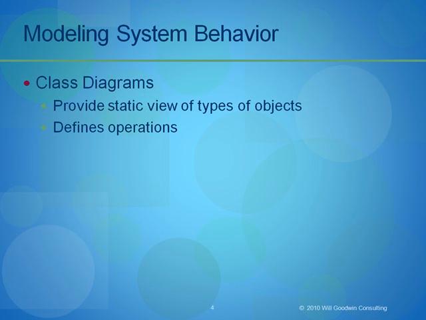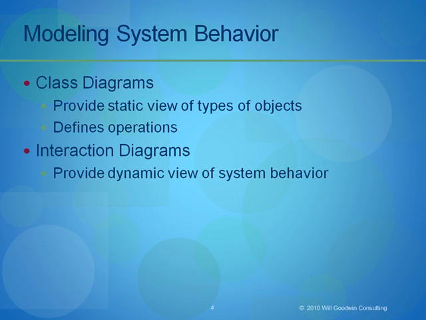For that kind of picture, for a dynamic view of how the objects will work together, we need a totally different kind of diagram. And it turns out interaction diagrams are the answer to our question. There are several different kinds of interaction diagrams, but they're all designed to provide some kind of dynamic view of our system and the behavior of the objects communicating together to implement those scenarios that are described in the use cases.